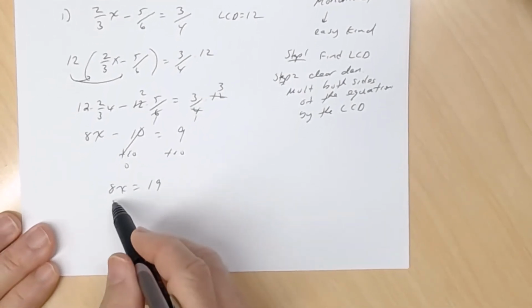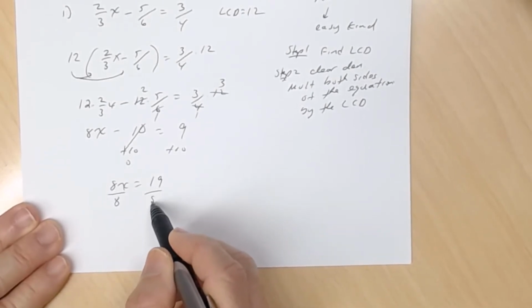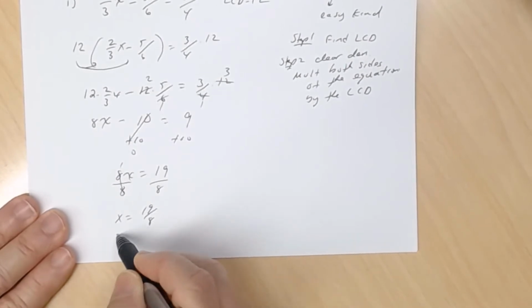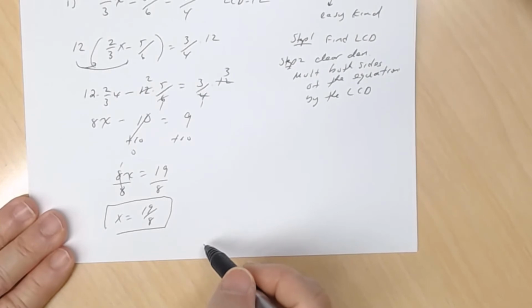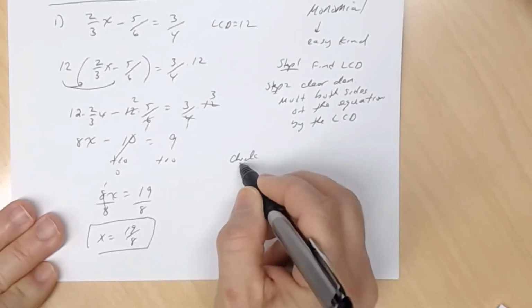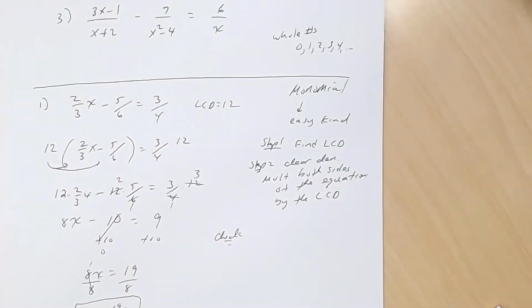To get x by itself, I'm going to divide both sides by 8. And so I get x to be 19 over 8. So that's your solution, 19 divided by 8. Okay? Now, you can check this. Let's check it. The way I would do this, since this is a fraction, I would go ahead and use a calculator. So take your calculator out.